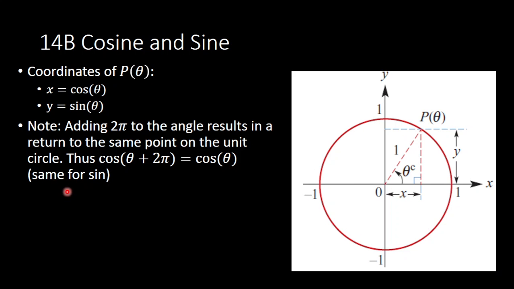Okay, so next one, reviewing. In 14b, we're going to review cosine and sine. So do remember you will have a right angle triangle for a given angle. Your sine ratio is your opposite over the hypotenuse. For the cos ratio of that angle, it's your adjacent over the hypotenuse.